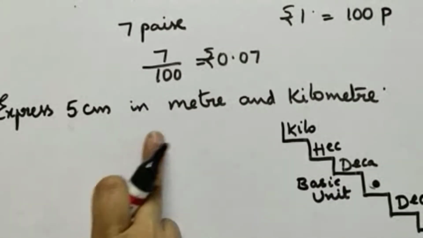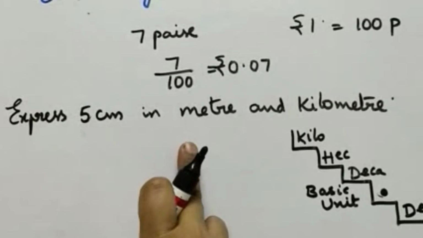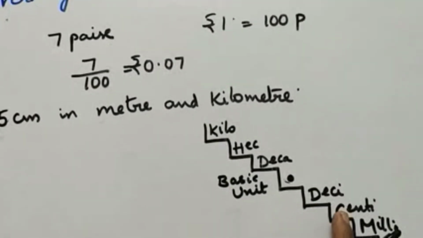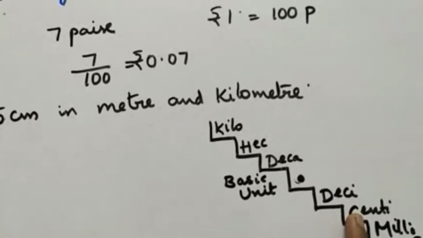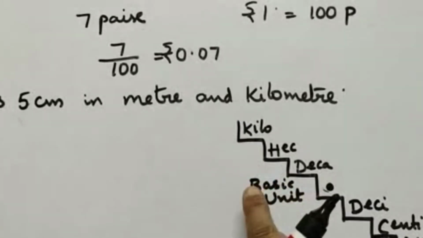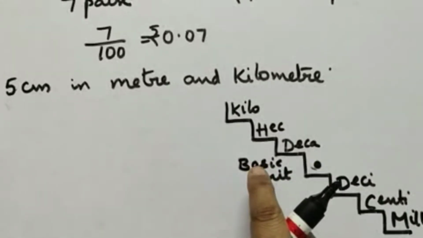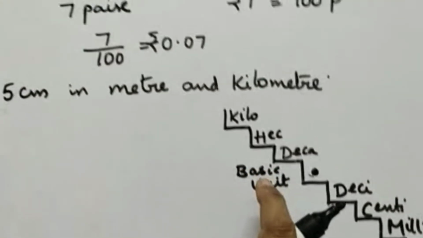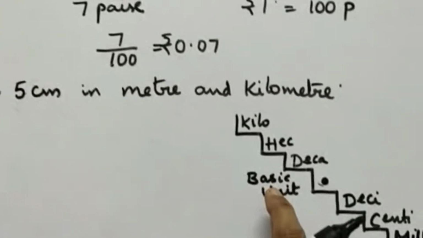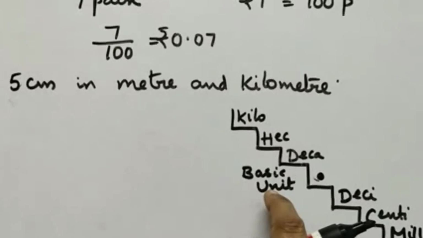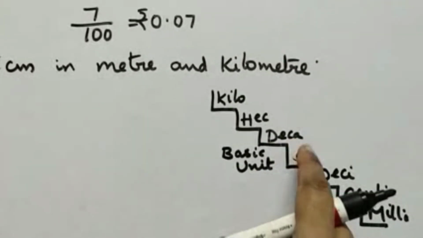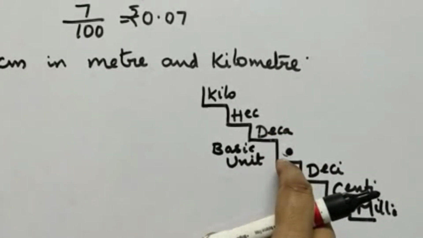We need to express 5 centimeters in meters and kilometers. Okay, 5 centimeters. So you are on this step. Now you need to convert into meters, as this is the basic unit. For length it is meters, for weight it is grams, and for capacity it is liters, right? That will be the basic unit. For this basic unit, we take the decimal point.